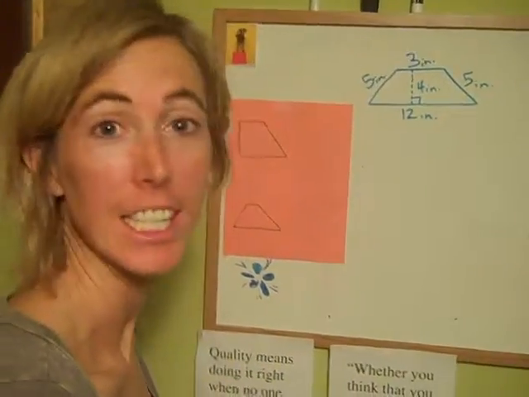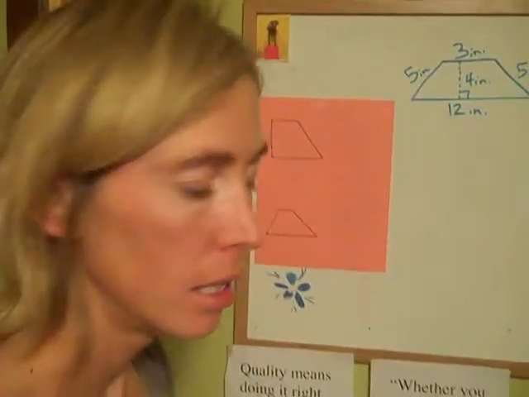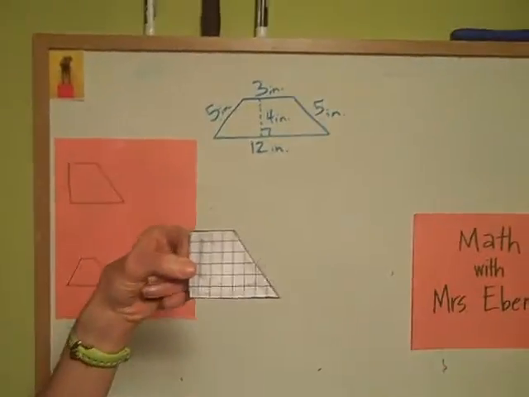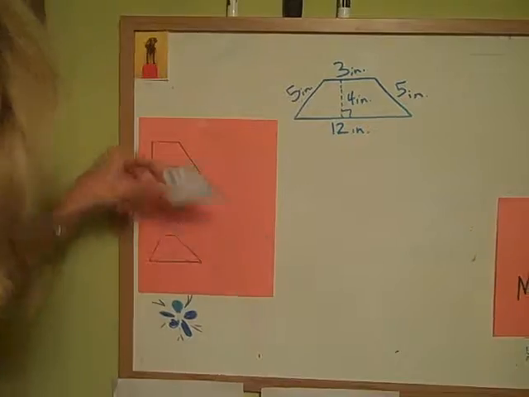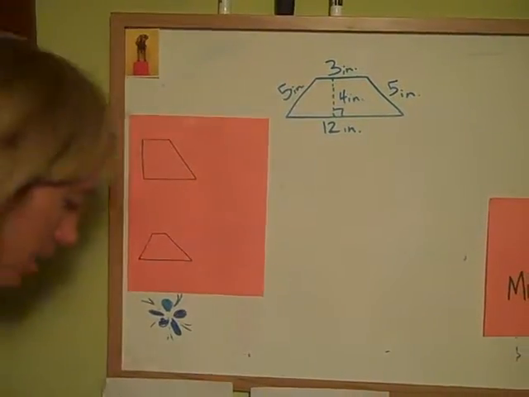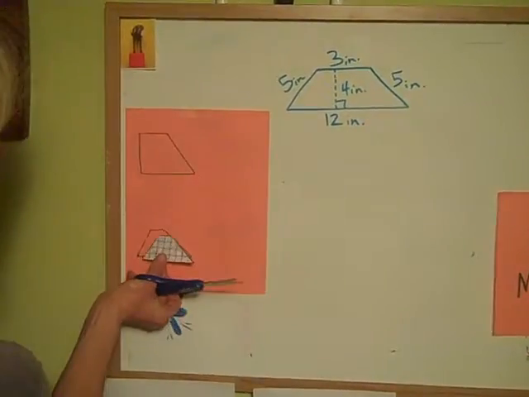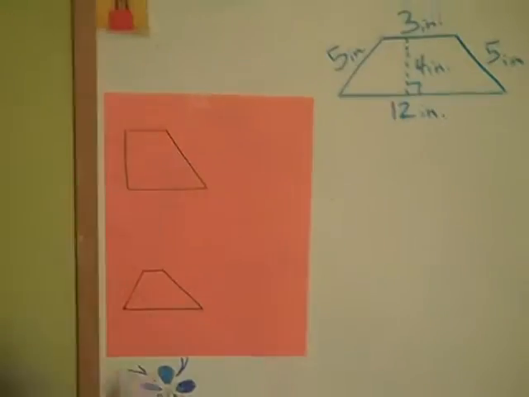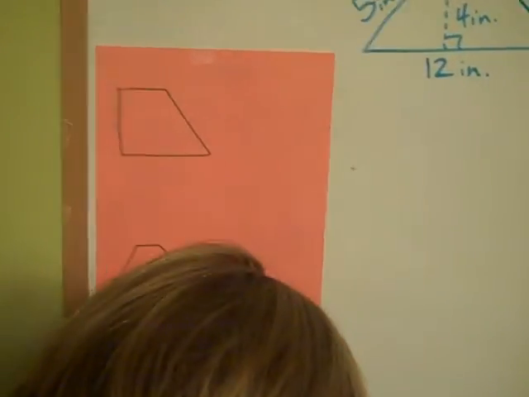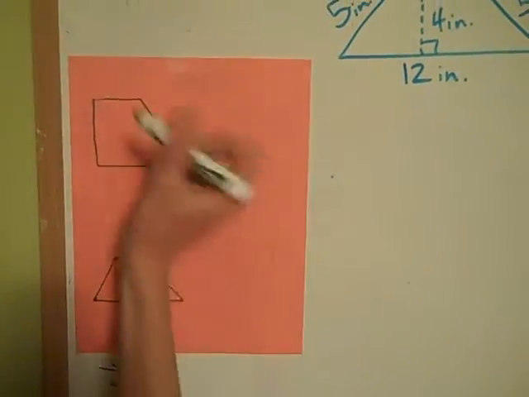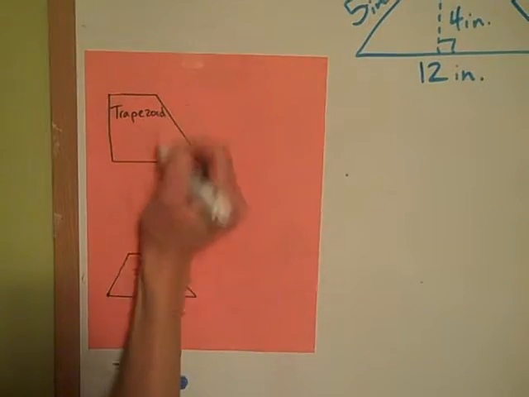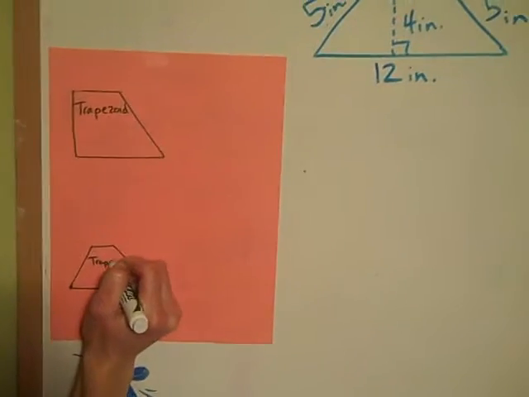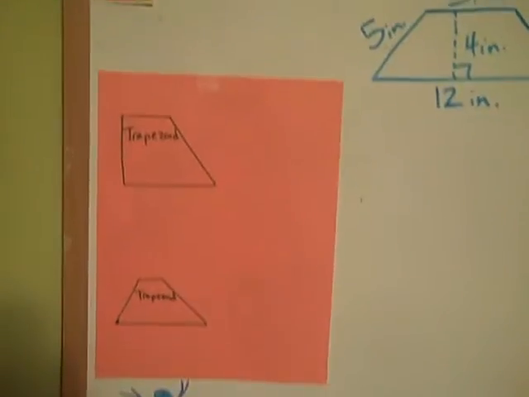Alright, this is the final shape, the polygon that we're going to look at. Do you know what this is? You should. I already traced it, and I also traced the other one because they're both the same shape. What shape is it? Well, it is a trapezoid. Okay, so these are both trapezoids. So trace them in your notes.